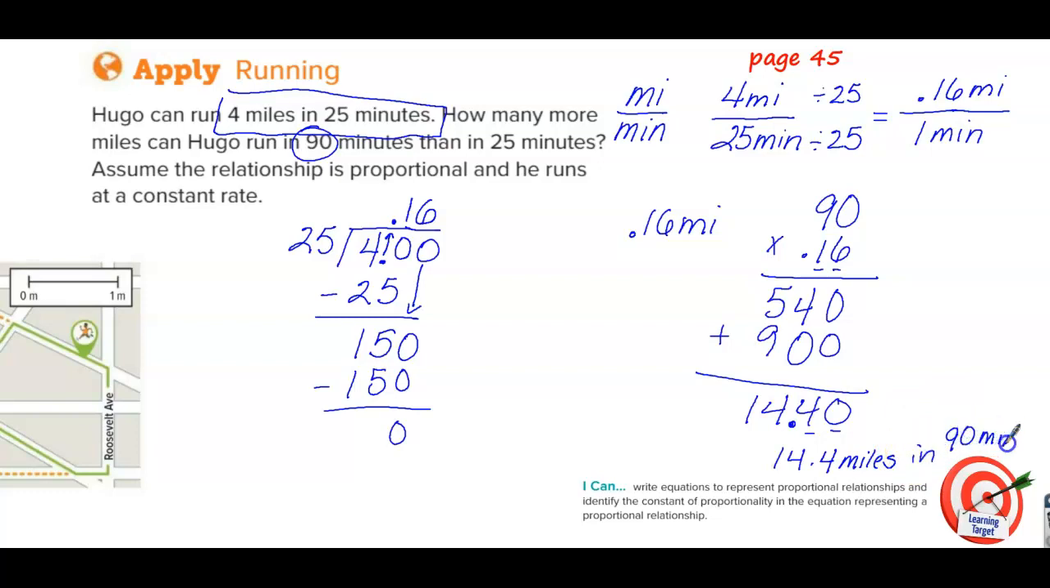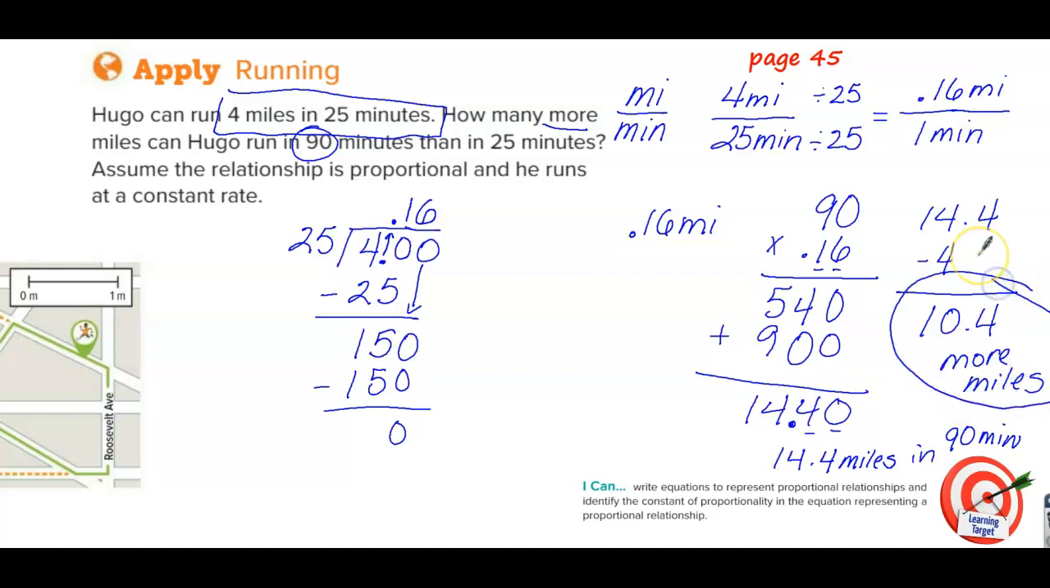But is that what the question asks us? No, it wants to know how many more miles he is running in 90 minutes than he did in 25. Well, he did 4 in 25, and he did 14.4 in 90. So if we subtract the 4 that he did in the 25 minutes, we finally arrive at our answer, 10.4 more miles. Right? And that is the final answer to that problem. It was pretty tricky.